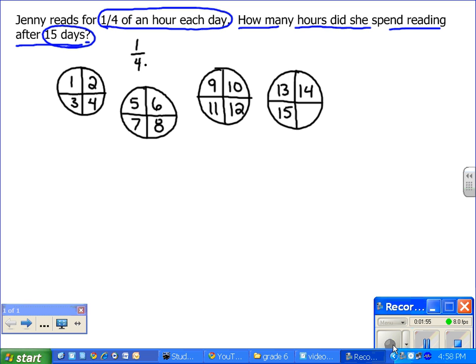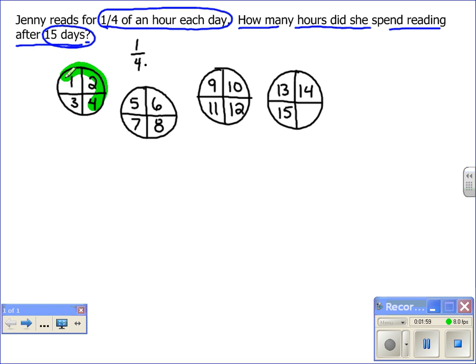I'm going to highlight to make this fraction easier to look at. So I'll highlight this whole hour here and another whole hour and another whole hour and then 3 out of 4. Not a whole hour, but a fraction.